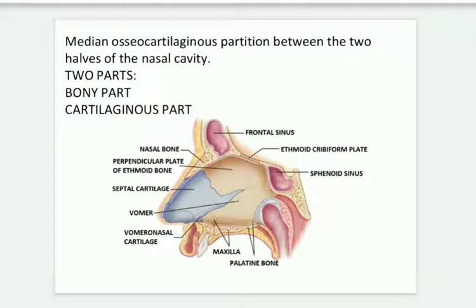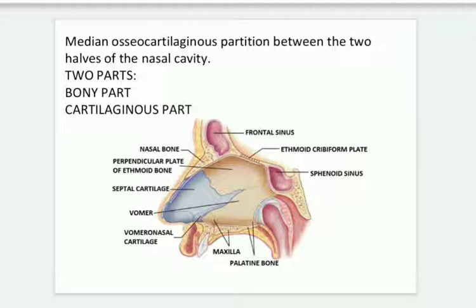When coming into the theory part, the nasal septum is osseous and cartilaginous. It is nothing but your bony part and cartilage part. So, we can write: median osseo-cartilaginous partition between the two halves of the nasal cavity. And you can see below the margin of the septum, there is a columella. It is named as columella.